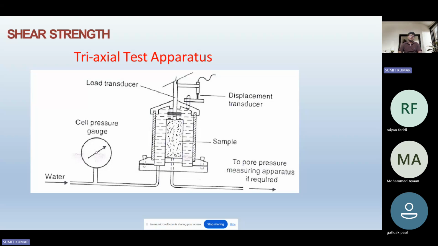Basically, in the triaxial test we perform three types of tests: UU test, CU test, and CD test. In the UU test we perform an unconfined, unconsolidated test. In that test there is no drainage; all the drainage valves remain closed throughout the test. In the CU test, the second stage is undrained, so the valves remain closed, while in the CD test the valves remain open throughout the test. So a very large time is taken to complete the test to obtain the shear strength parameters.